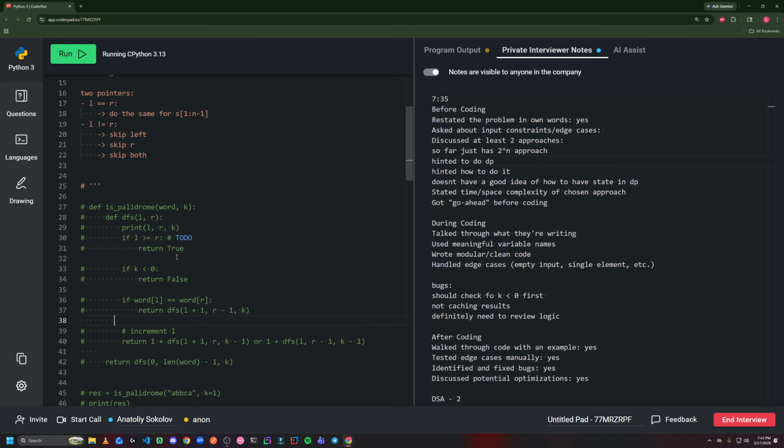Okay. Yeah. Interesting. And then the other kind of red flag here, you had the wrong base cases. First of all, you had the wrong one to start out, so you had this, right?